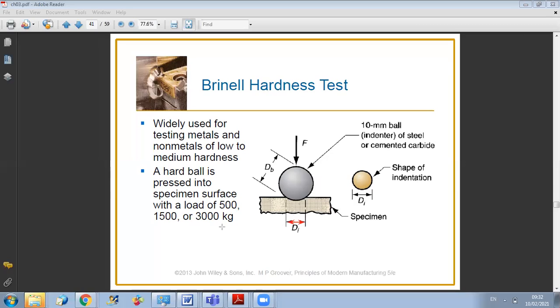Okay, so you have a formula that will correlate the hardness to these properties: the indentation diameter, the ball diameter, and the force applied. Of course, the higher the indentation diameter, the lower the hardness will be, because the hardness is the resistance to permanent indentation.